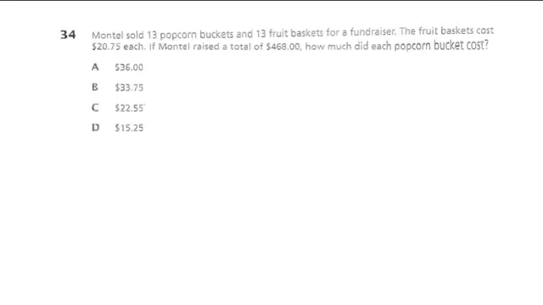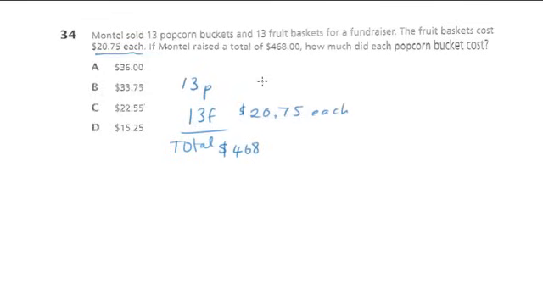Okay, so 34. In this question we're told that Montel sold 13 popcorn buckets, and he also sold 13 fruit baskets for a fundraiser. The fruit baskets cost $20.75 each. So I'm just making these notes, and Montel raised a total of $468. Now this amount that he raised is based on 13 fruit baskets at $20.75 and 13 popcorn buckets at x. We don't know how much each of these cost, and wouldn't you know it, the question is asking us how much did each popcorn bucket cost.